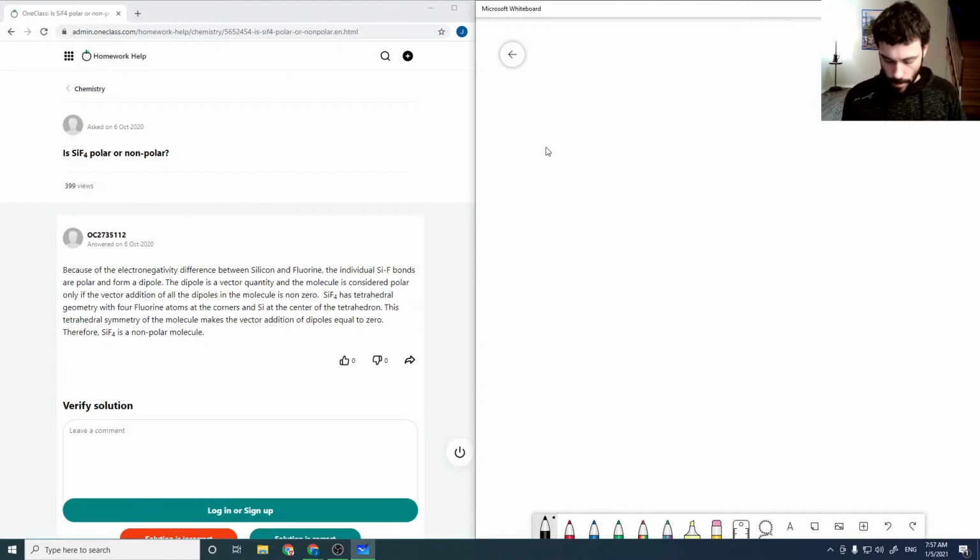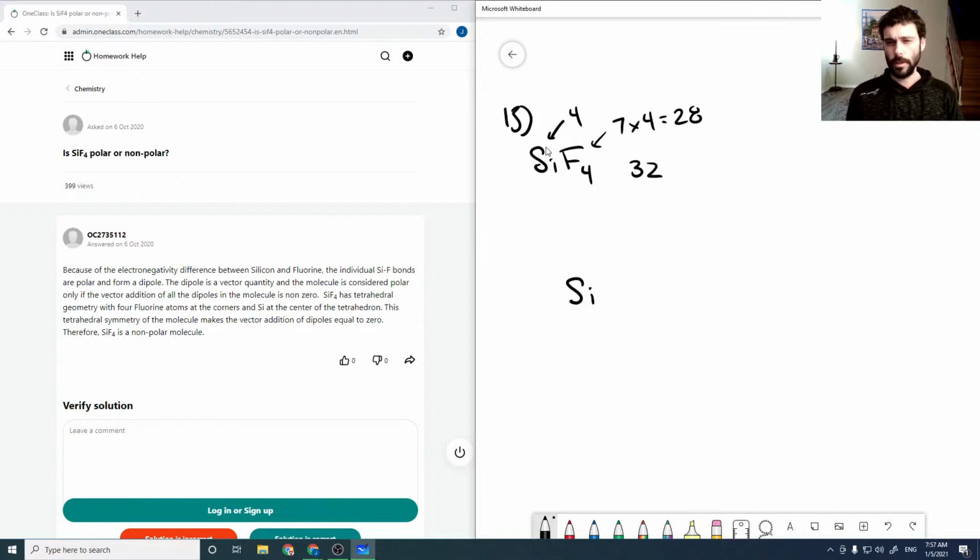And now for my last one here, I'm just going to do this one. Is SiF4 polar or non-polar? We can draw up our structure here. Silicon will have 4 valence electrons. Each of the fluorines will have 7. There's 4 of them, so that's 28. So we have a total of 32. We're just going to set it up with regular valence and then correct afterward if needed.